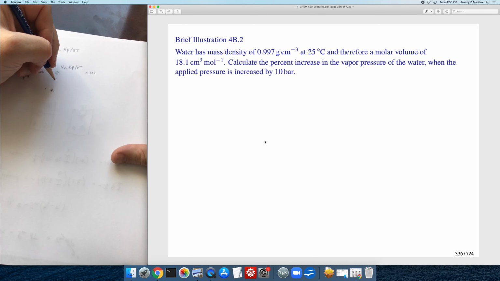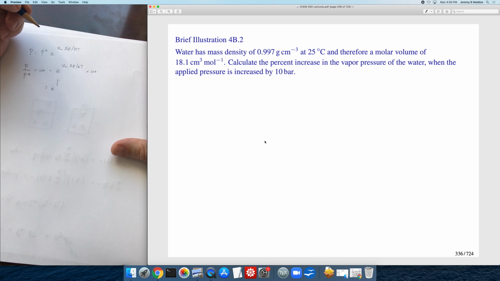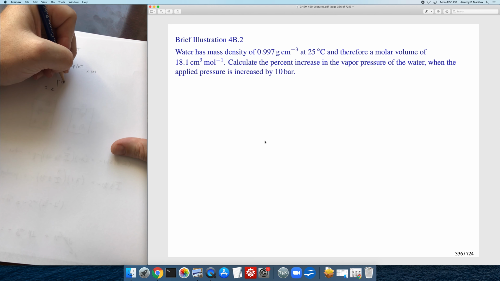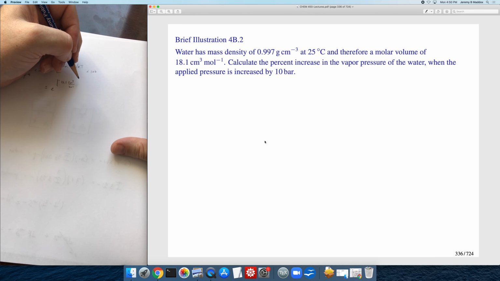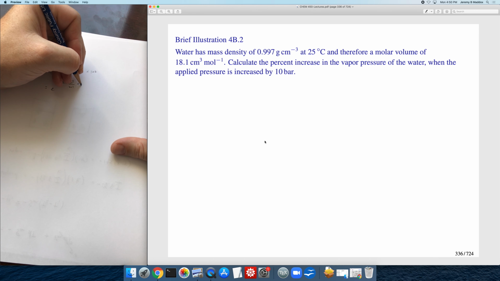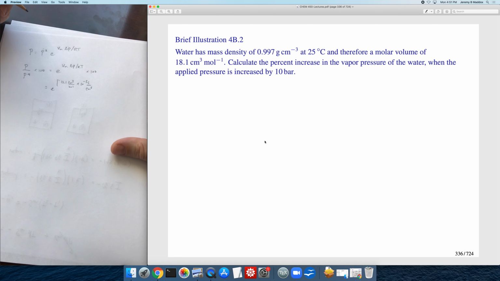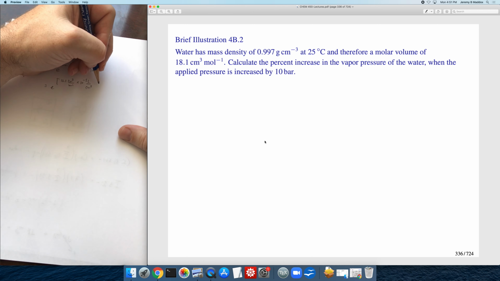So the molar volume, they give it to us, it's 18.1 cubic centimeters per mole. And that's milliliters, sorry. And so I'm going to convert that to liters, so we'll take that times 10 to the minus 3 liters per cubic centimeter. So there's the molar volume. The change in pressure is 10 bars.